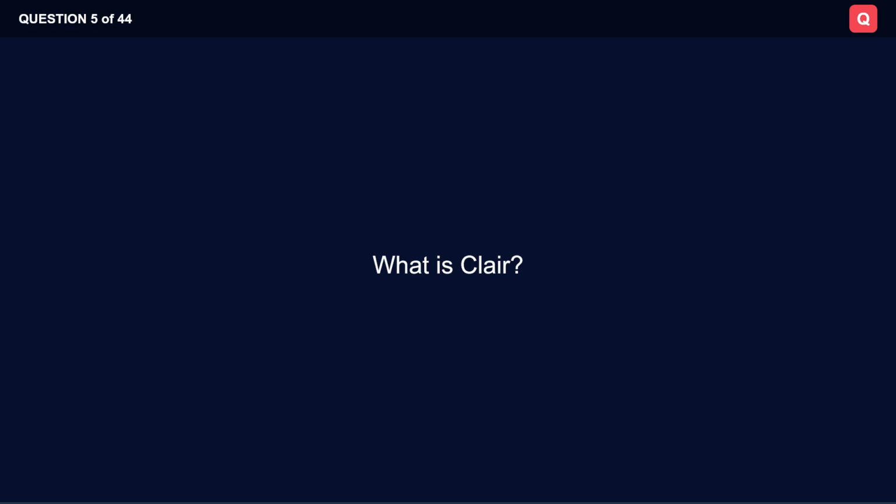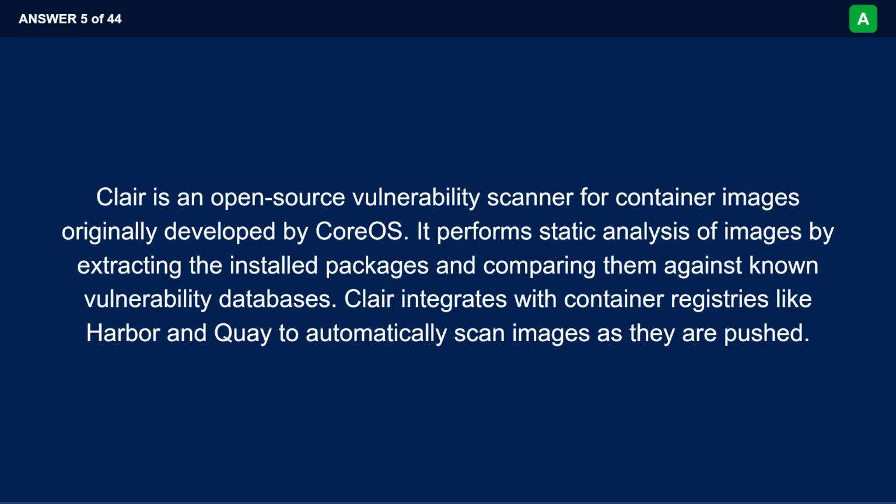What is Clair? Clair is an open-source vulnerability scanner for container images originally developed by CoreOS. It performs static analysis of images by extracting the installed packages and comparing them against known vulnerability databases. Clair integrates with container registries like Harbor and Quay to automatically scan images as they are pushed.